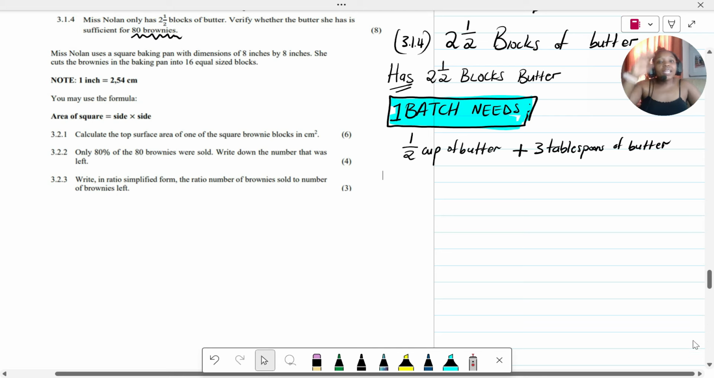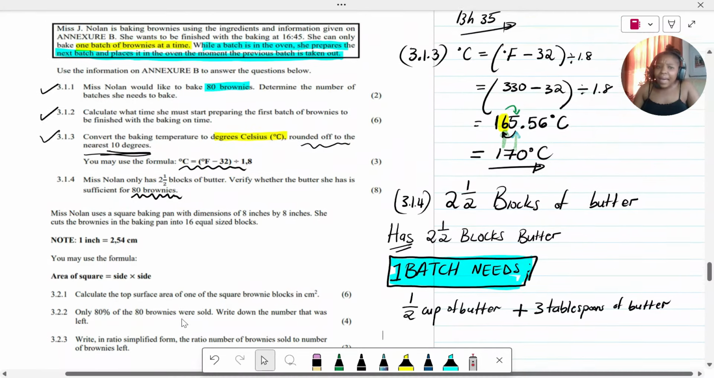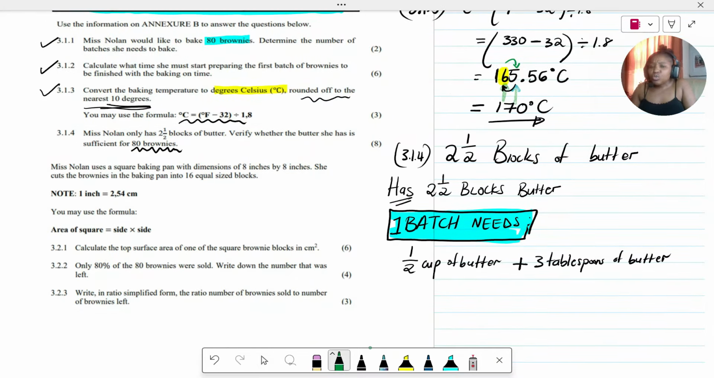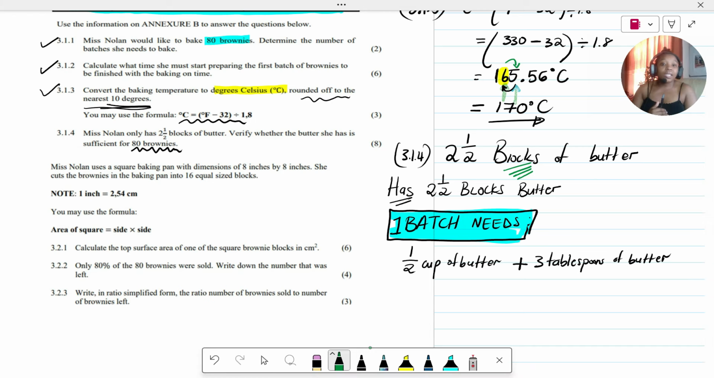Cool. So we need half a cup of butter plus 3 tablespoons of butter. That is how much she needs for 1 batch. But now remember, for us to be able to check if she's got enough butter, the units that are given to us for butter are in blocks. So now we need to make a decision. It's something you need to decide on your own, for you to be able to compare these values.